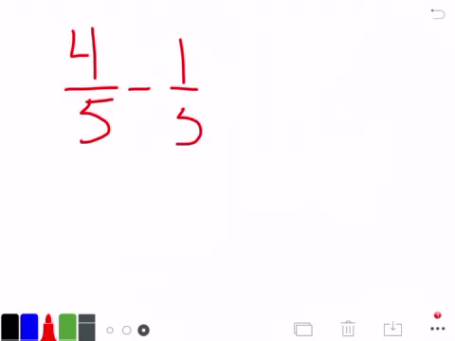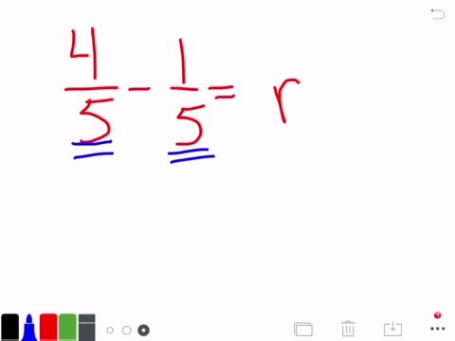Here's one more. We'll speed it up a bit. This one is 4/5 minus 1/5 equals r. Now, I'm not going to draw a fraction model this time. It's pretty simple. 4/5, same denominator, minus 1/5, same denominator. All we need to do is a straight subtraction of the numerators, right? 4/5 minus 1/5, r equals 3/5. Doesn't get much harder than that. You guys are geniuses. Hey, one more.